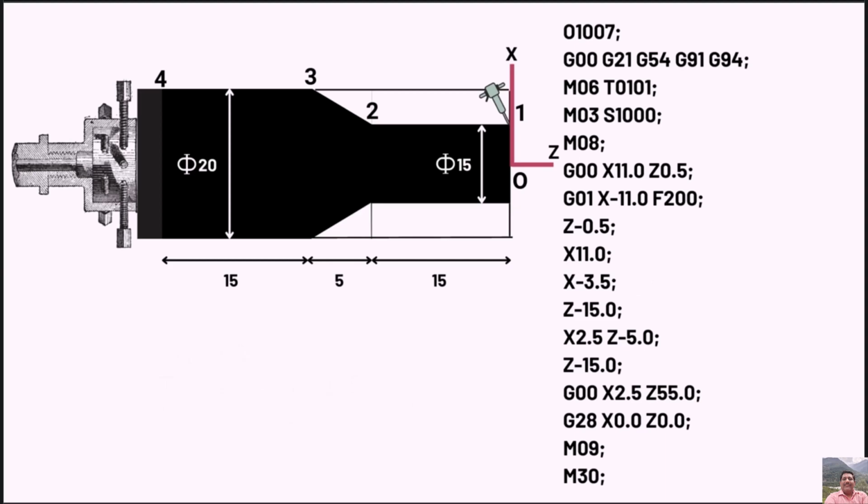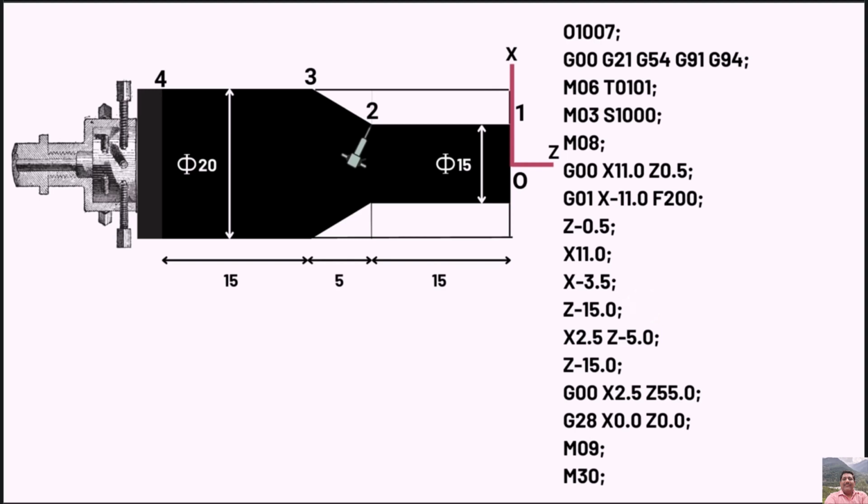So as per incremental mode, we shall calculate the dimension from point number 1's reference. The distance between point number 1 and point number 2 is in Z axis and is 15 mm. So we will write Z-15.0 here.